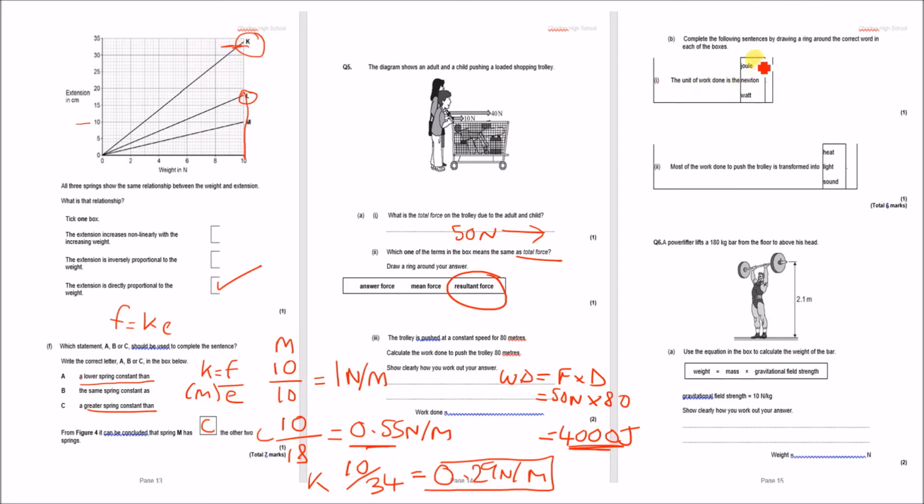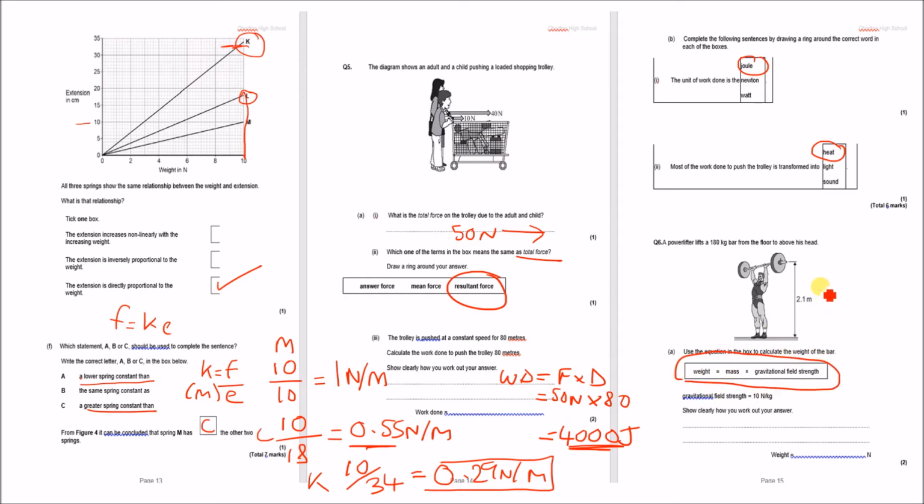So with the work done in joules, we've just said most of the work done to push the trolley is going to be transformed into heat. Remember, when it's rubbing on the floor, there's going to be a lot of friction, so it's going to be transferred mainly into heat.